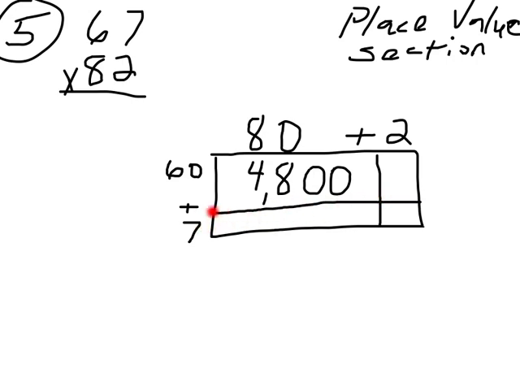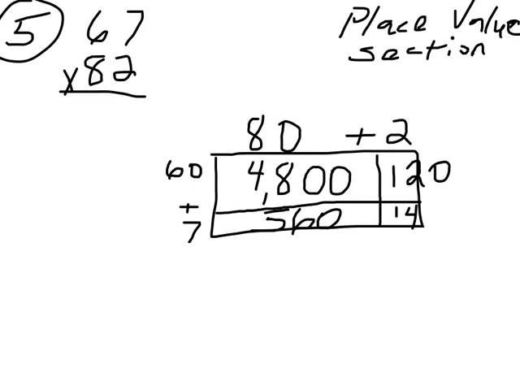80 is this long side and 7 is the short side. So 80 times 7 is 560. Okay. Over here we have this side, which is 60. This side is 2, so 2 times 60 is 120. And then here we have 7. And there we have 2, so 7 times 2 is 14. So now in each section we have a partial product. These are partial products. Well, we have partial products, we don't have a final product for 67 times 82.